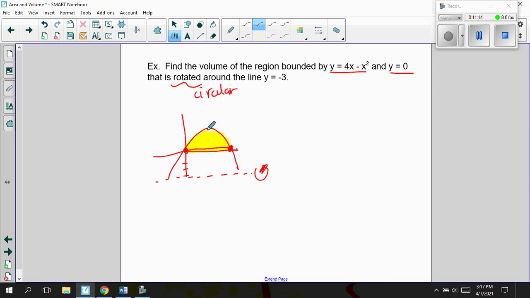So from there, I need to decide, okay, is this in terms of x? Is this dx or dy? Well, it's just the x-axis dropped down, so it's dx. Is this a washer or a disc? Okay, I'm not flush, so this is a washer.